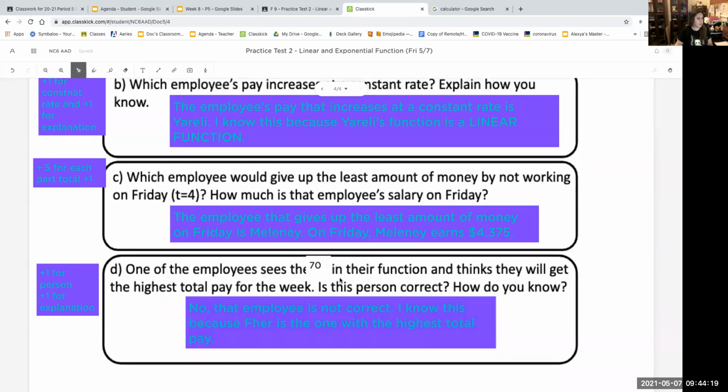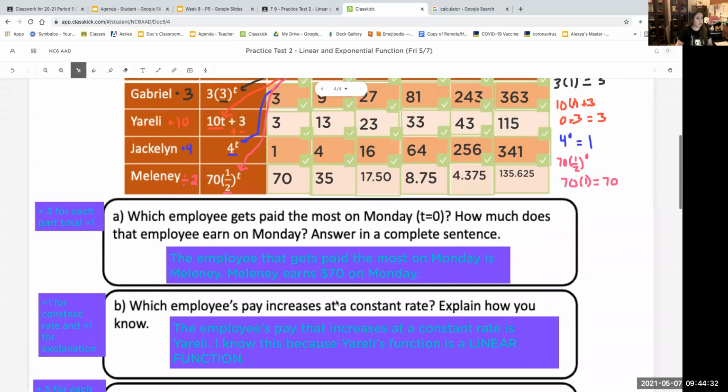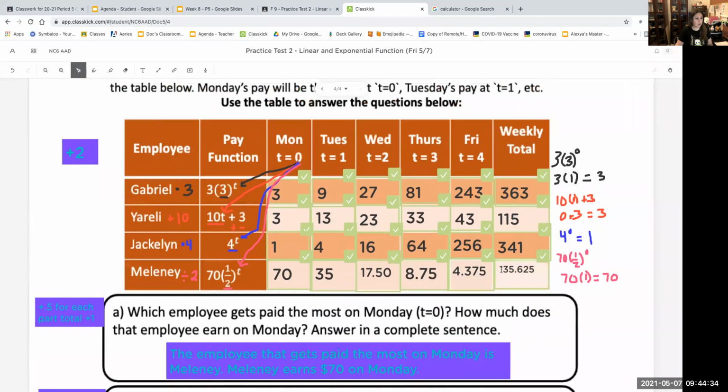One of the employees sees the 70 in their function and thinks they will get the highest total pay for the week. Is this person correct? How do you know? So we know it's a no. So looking at her total, it's a no. But who makes more money than she does? That's a great way for us to say no, because this person makes more.